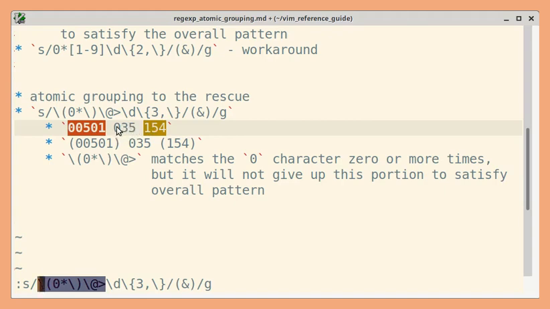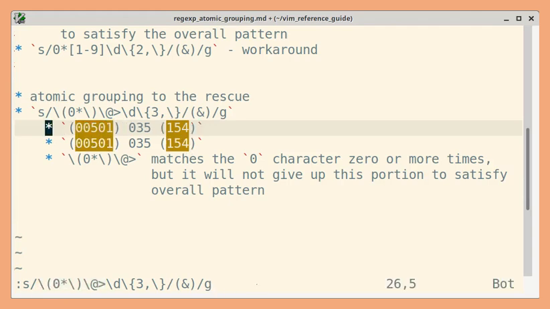In case of 035, this sub pattern matches the first 0 and it will not give back that character. So backslash D cannot match 3 digits because 0 is taken care by this atomic grouping. So now we get the solution that is desired.